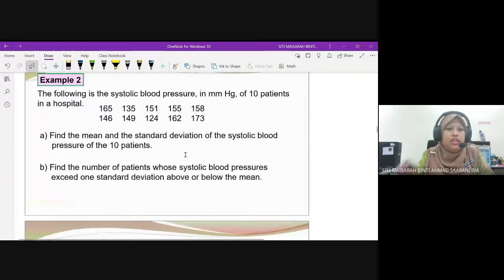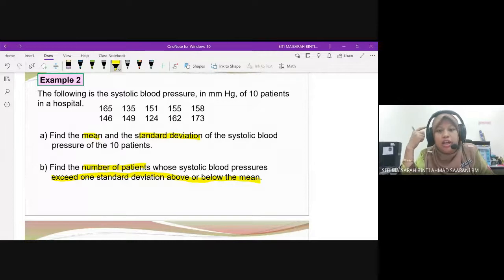The following is the systolic blood pressure. So this is data of systolic blood pressure of 10 patients in a hospital. So the question: find the mean and standard deviation of the systolic blood pressure of the 10 patients. Find the number of patients whose systolic blood pressure exceeds 1 standard deviation above or below the mean. So it asks for the number of patients who are above the mean and below the mean.